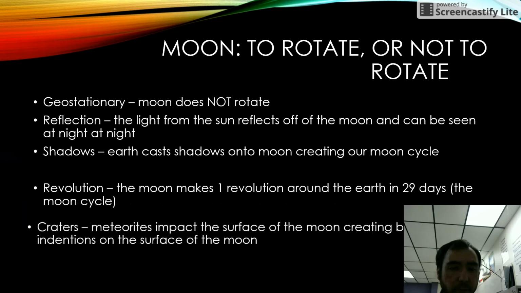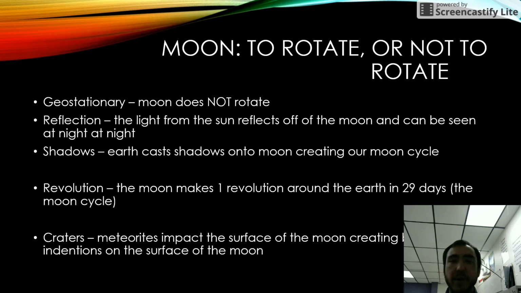Lastly, we have craters. Craters are what you see on the moon's surface. It's where meteorites impact the surface of the moon that creates a bowl-like indentation on the surface of the moon. I can't wait for us to do this lab because we're going to use some rocks and we're going to use some flour and it's going to get dirty, guys.